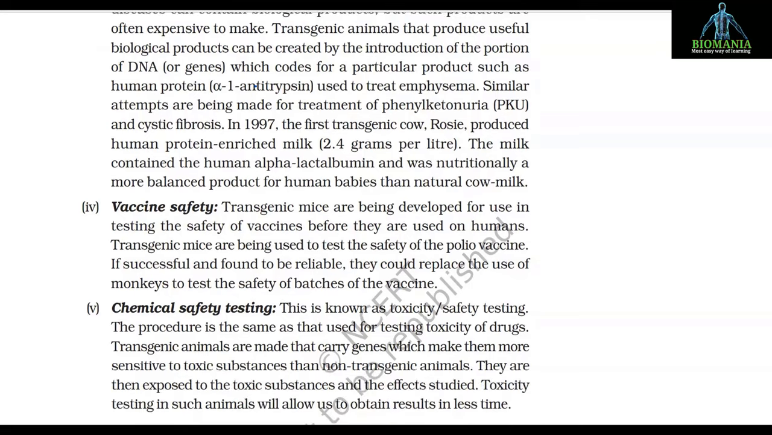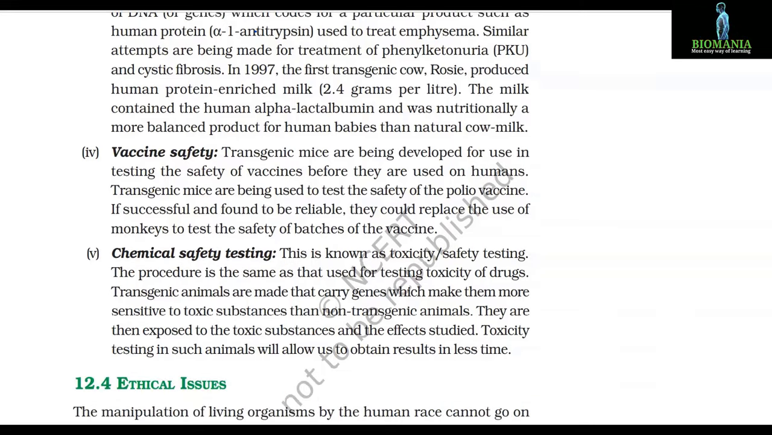In 1997, the first transgenic cow, Rosie, produced human protein-enriched milk, 2.5 gram per liter. The milk contained the human alpha-lactalbumin and was nutritionally a more balanced product for human babies than natural cow milk.